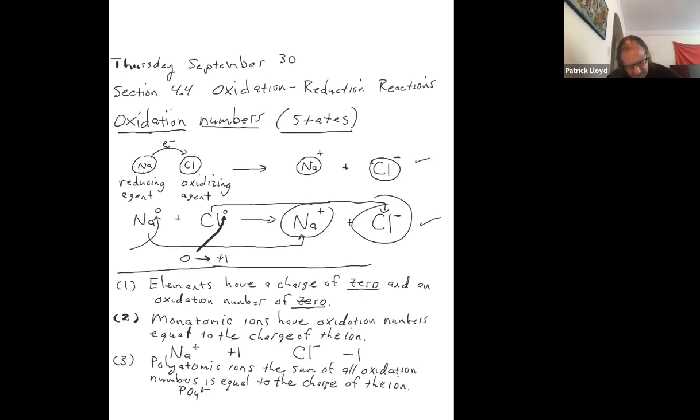The next rule is that for compounds, so what's an example of a compound? H2O, right? H2O is a compound. It has 2 different elements. It's neutral, right? For compounds, the sum of the oxidation numbers equals 0.